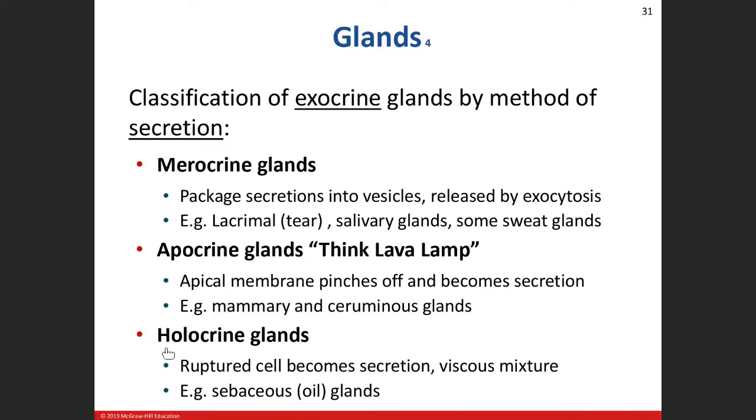Well, this gland is an all or nothing gland. It kills itself. It literally ruptures. And it's that process of it rupturing that has now made the secretion. So this will be an even thicker type of secretion. It'll be more viscous than the apocrine and merocrine glands. And so this is going to produce an oil.